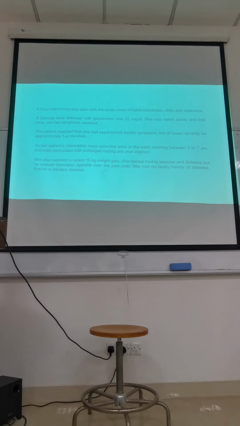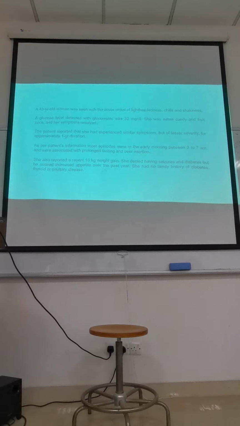The patient reported that she had experienced similar symptoms, but of lesser severity, for approximately one year, and it's going on. As per patient's information, most episodes were in the early morning, when she had not eaten for a very long time. It's the end of the fast. Associated with prolonged fasting or overexertion. She also reported a recent 15 kg weight gain. Weight gain, remember that. Sugar is going low, weight is going up.